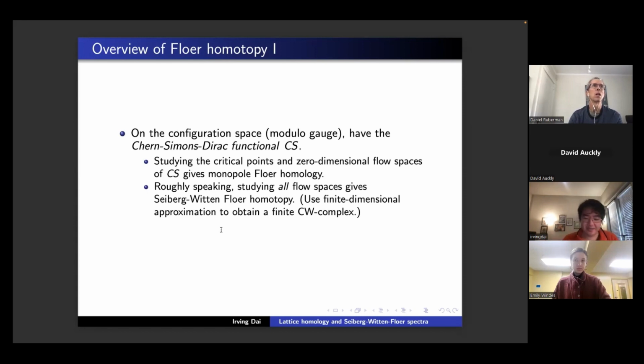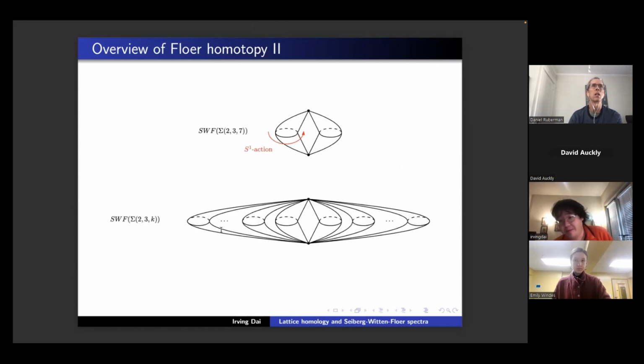Okay, so let me give you an example. These are the 3-manifolds which I mentioned previously. So here's Sigma(2,3,7). Throughout the talk, I'll be a little bit cavalier with the distinction between a space and a spectrum. But here I have the Seiberg-Witten-Floer homotopy type of Sigma(2,3,7). This is basically you take two S^2s and you glue them together along the north and the south pole. And that's the space associated to Sigma(2,3,7).